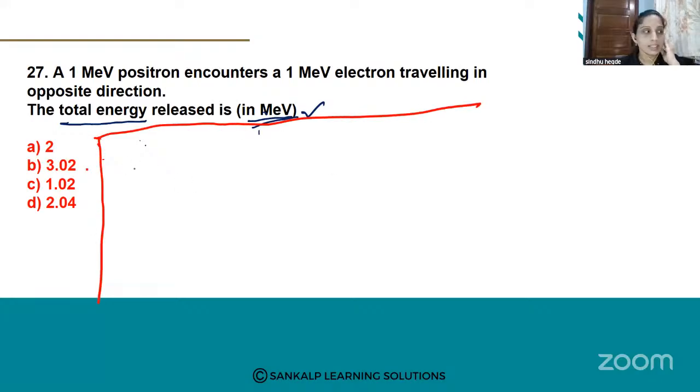What are the given things? Here they give the energy of positron. So you have to calculate the total energy E here.